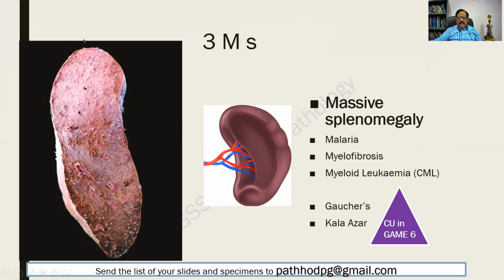This is another specimen. Look at this one. The spleen is kept here for comparison and look at the number of times of enlargement of the spleen. My professor used to say, massive splenomegaly can be there in 3 conditions. 3 M's, namely malaria, myelofibrosis, myeloid leukemia, that is chronic myeloid leukemia. Malaria, myelofibrosis, myeloid leukemia. And spleen can be moderately enlarged in a number of other conditions, such as storage disorders like Gaucher's or Kala-Azar.